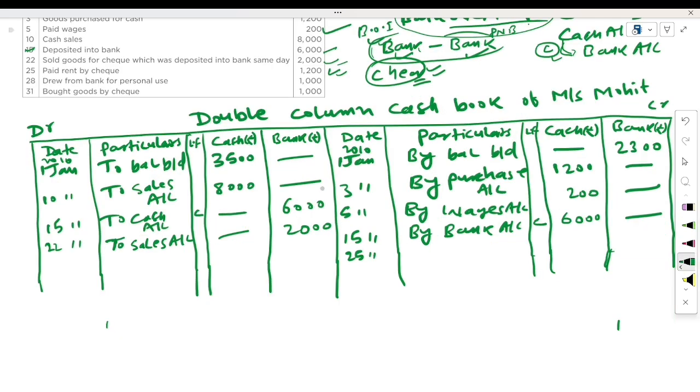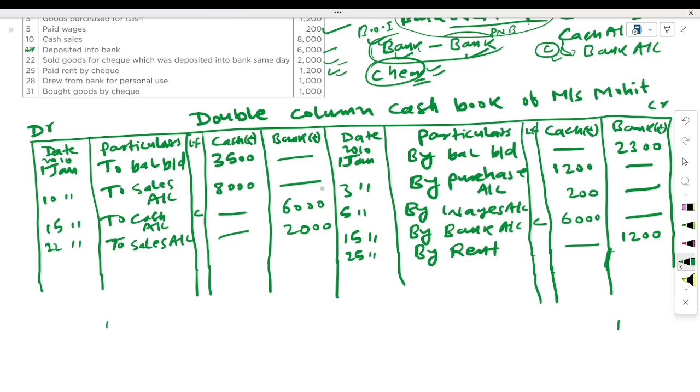Now the next transaction is paid rent by check. How much? 1,200 on 25th January. So we will write here by rent account. You are paying through how? Check. So you will have to show it in the bank column, not the cash column. We will write here 1,200.